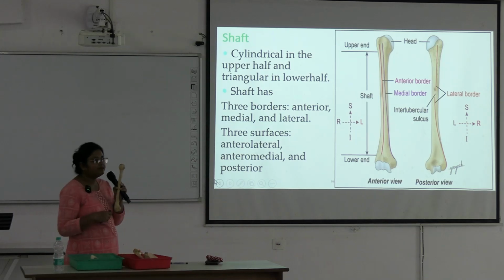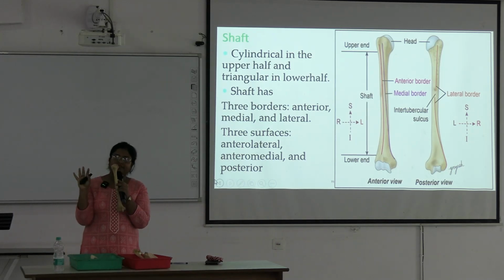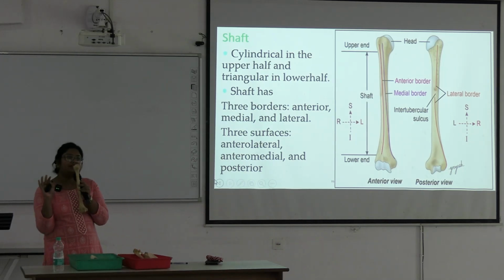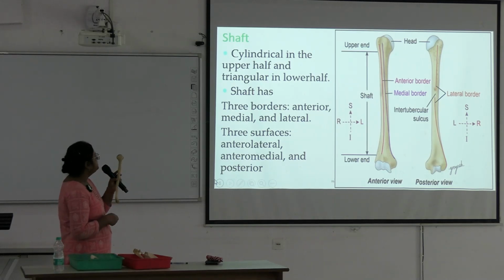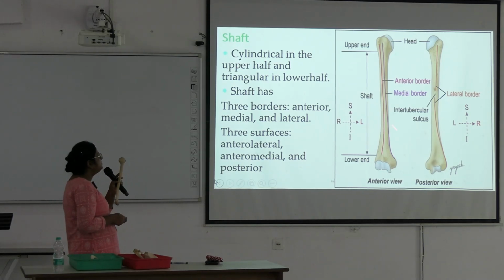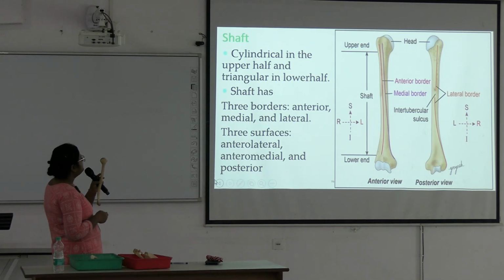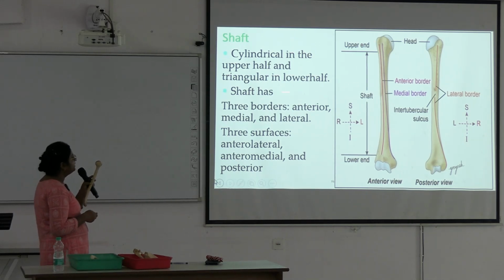Next we go to the shaft. So the upper end we have completed, all the parts, their attachments, contents like this. Now we go to the shaft of humerus. Shaft of the humerus is cylindrical in the upper half and triangular in the lower half.